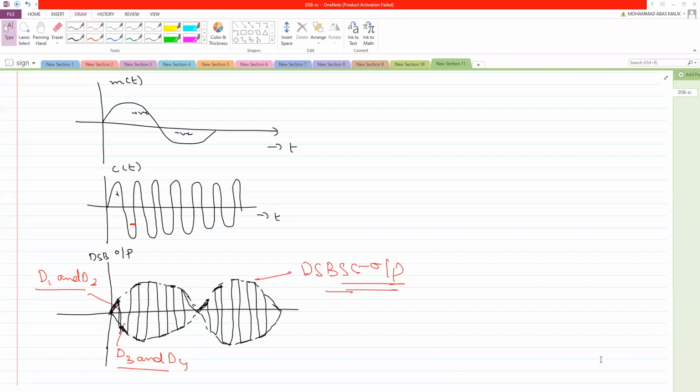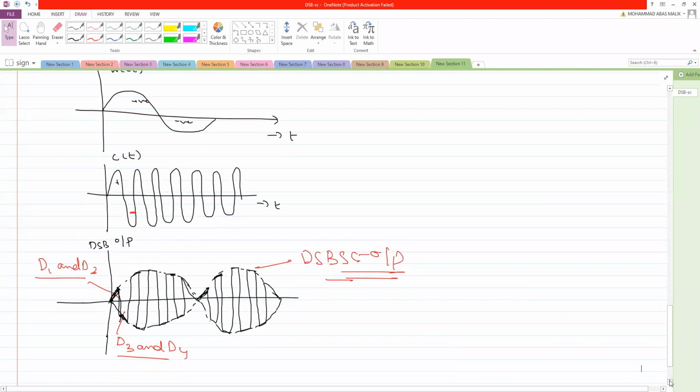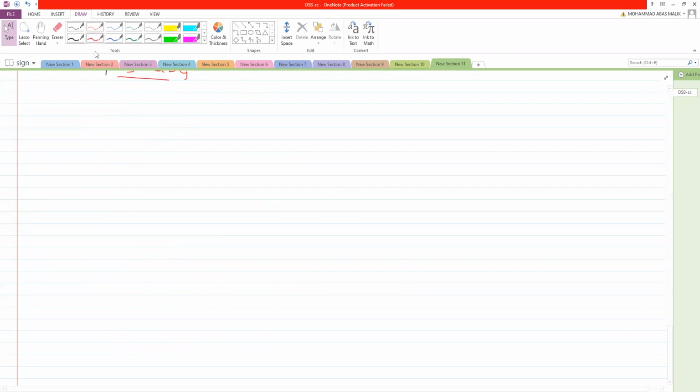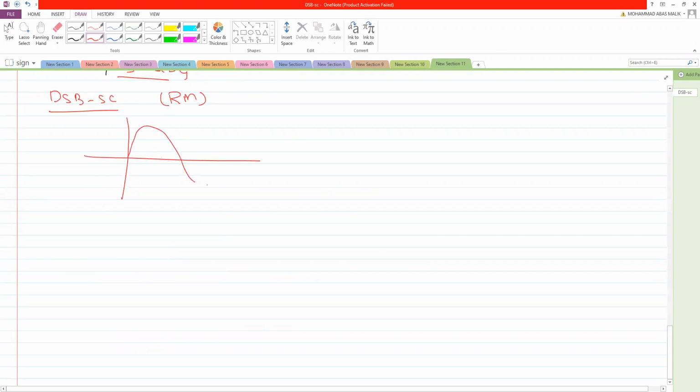Ultimately, if instead of the carrier being sinusoidal, you have a carrier other than sinusoidal, how will you get the output? Suppose I assume this is for the same double sideband suppressed carrier using a ring modulator, RM. Suppose this is your message signal m(t), and let this be your carrier signal. The carrier signal is 1 volt, and this is a perfectly symmetric carrier signal, this minus 1 volt.